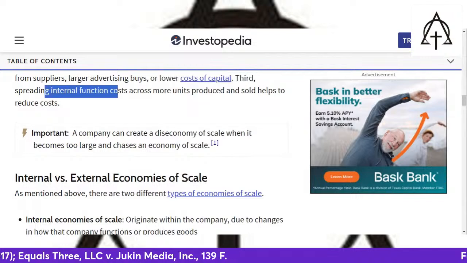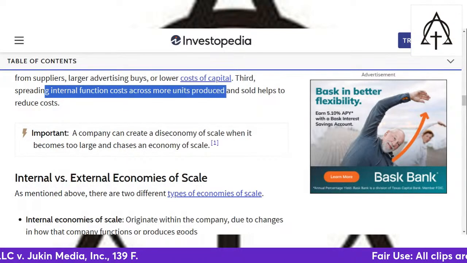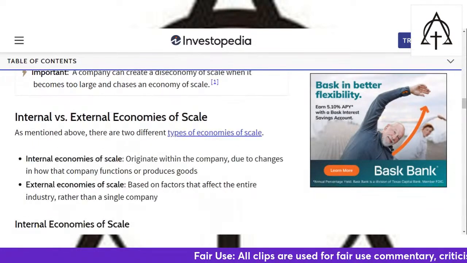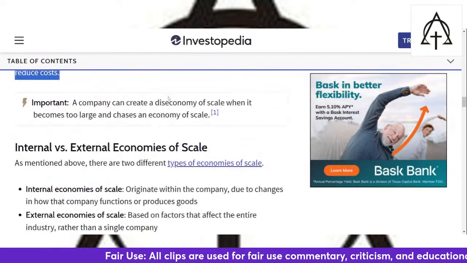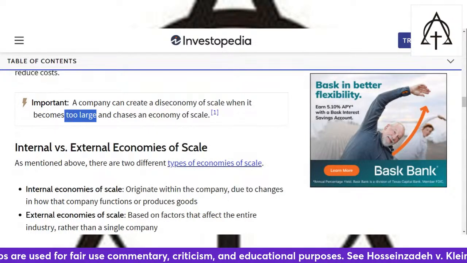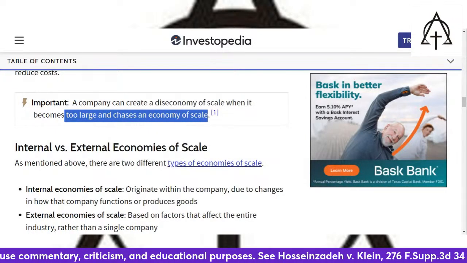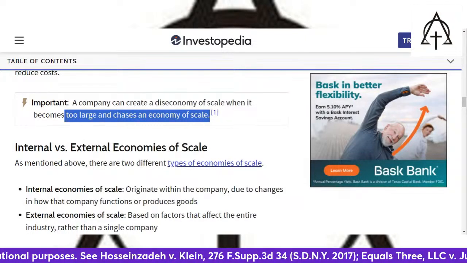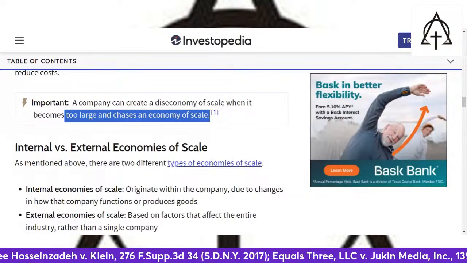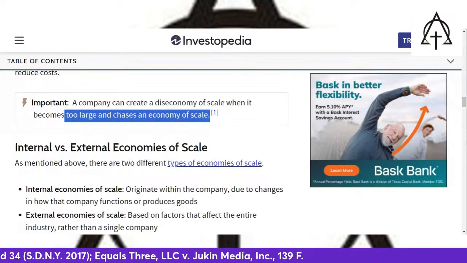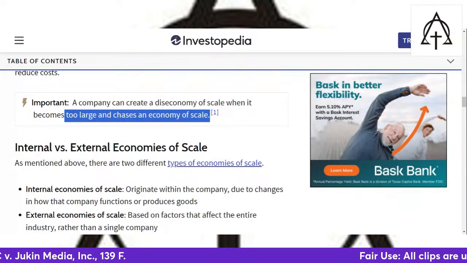Third, spreading internal function costs across more units produced and sold helps to reduce the costs. A company can create a diseconomy of scale when it becomes too large and chases an economy of scale. So what BlackRock is doing is using a bunch of smaller corporations of different scales of economy. And they're all just funneling all those funds up to larger scales of economy.